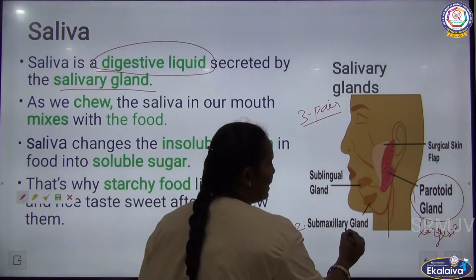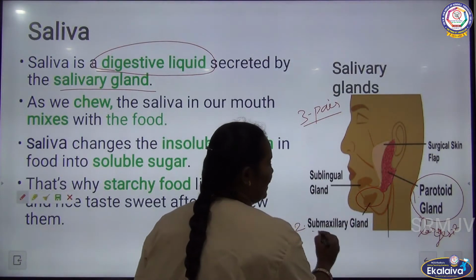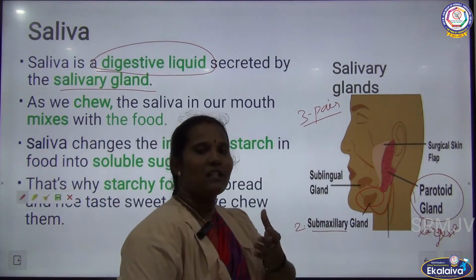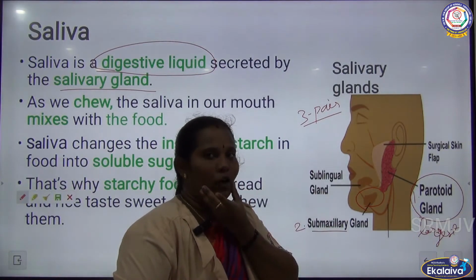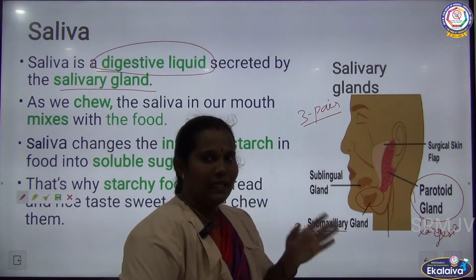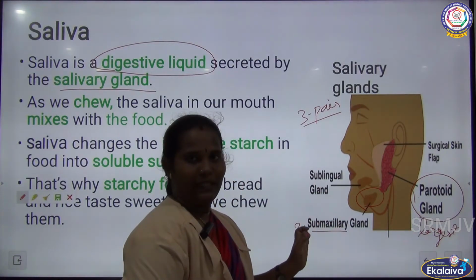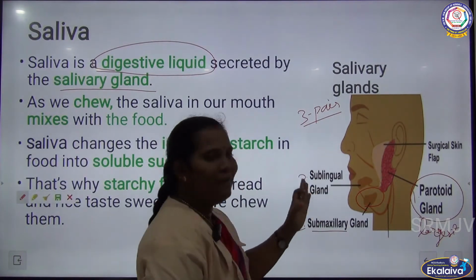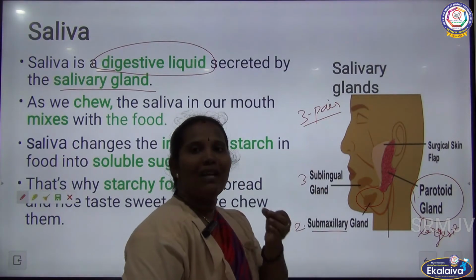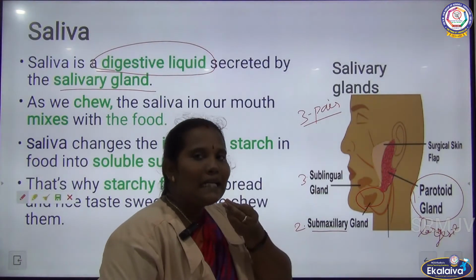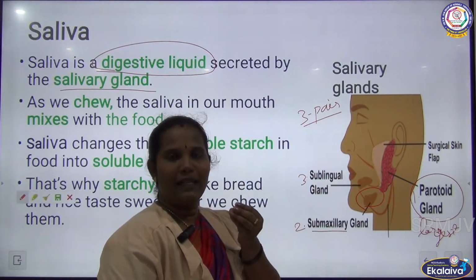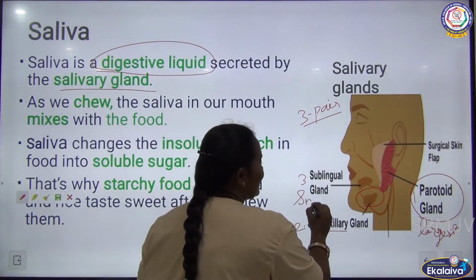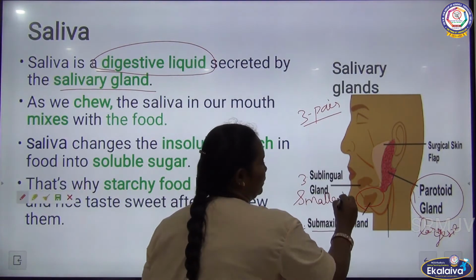The submaxillary gland is present in the submandible place. Submandible place means our movable jaw, no? This is called the submandible. Here the salivary gland is present. This is the second one. The last one is the third one, called the sublingual gland. The sublingual gland is present under the tongue. It is located under the tongue. It is the smallest salivary gland in our mouth.